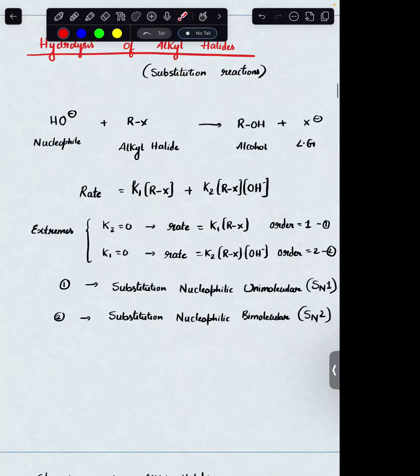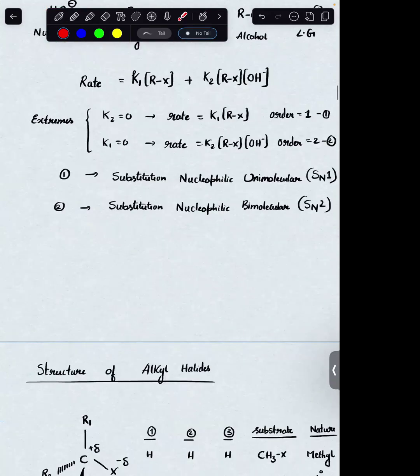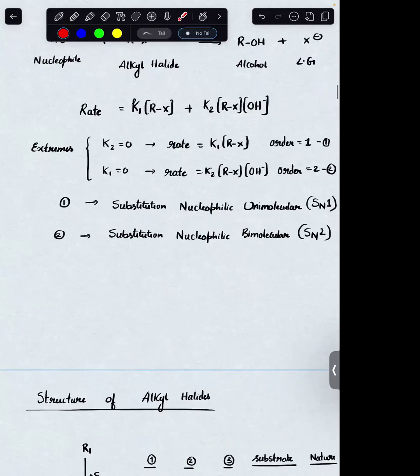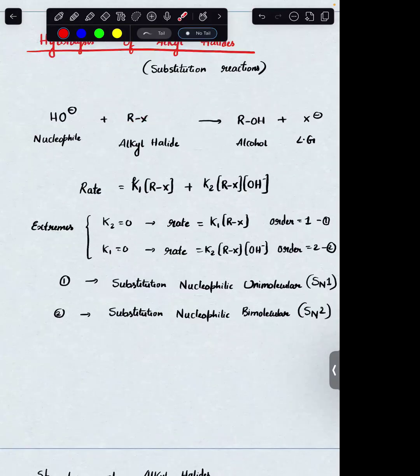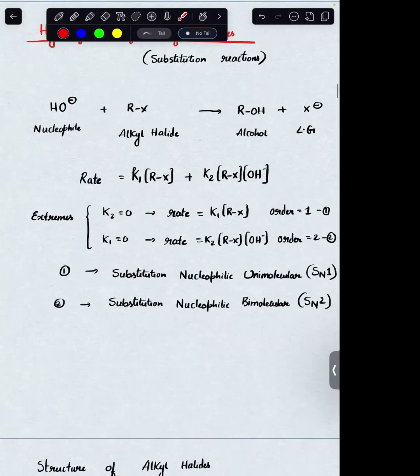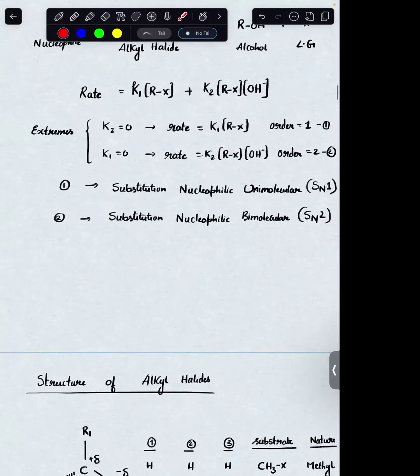Okay. Before that, let us analyze the structure of alkyl halide. Everyone, our intention is to understand the conditions where I can make K2 as 0. That is, you will be having predominantly SN1 reaction. What is meant by SN1? You are having a nucleophilic substitution which is following a unimolecular mechanism. SN2 is nucleophilic substitution which is following a bimolecular mechanism. We will see the mechanisms, you will understand.